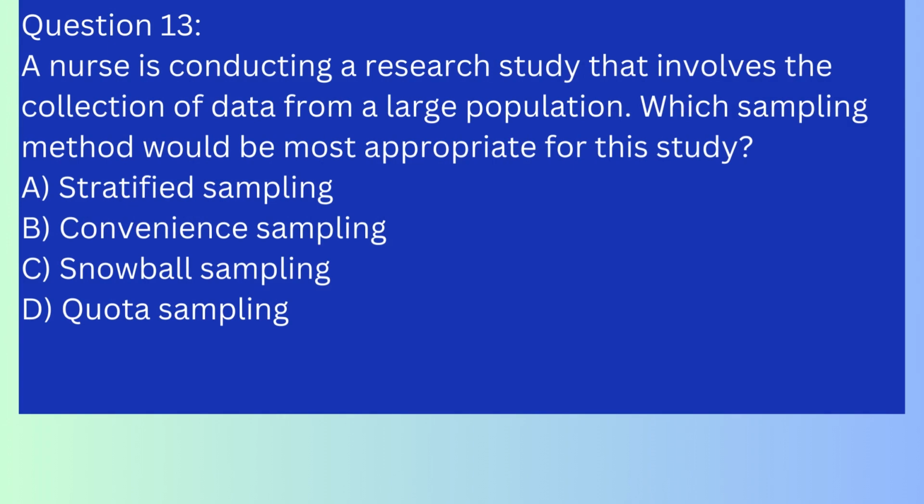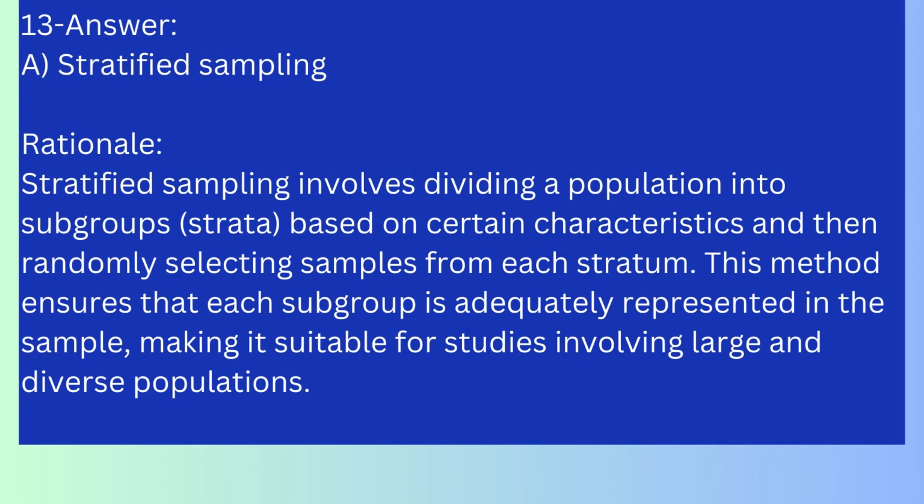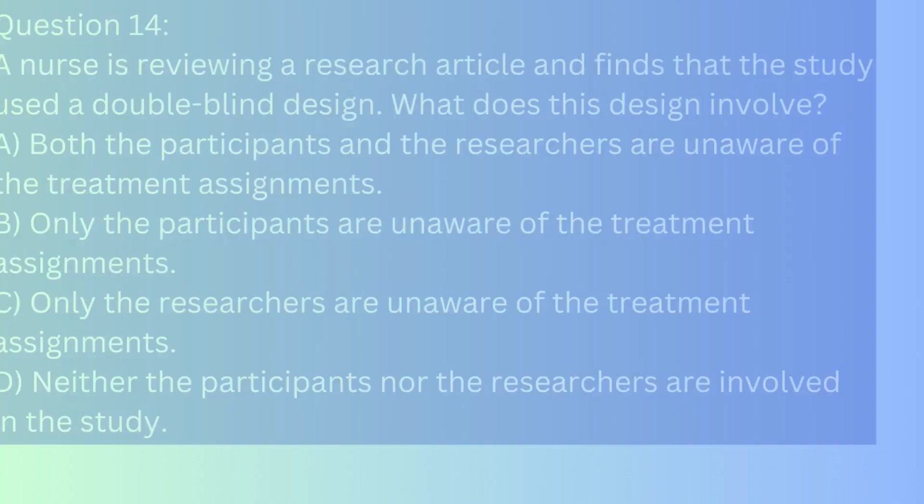Question 13. A nurse is conducting a research study that involves the collection of data from a large population. Which sampling method would be most appropriate for this study? A. Stratified sampling. B. Convenience sampling. C. Snowball sampling. D. Quota sampling. Answer: A. Stratified sampling. Rationale: stratified sampling involves dividing a population into subgroups, or strata, based on certain characteristics and then randomly selecting samples from each stratum. This method ensures that each subgroup is adequately represented in the sample, making it suitable for studies involving large and diverse populations.